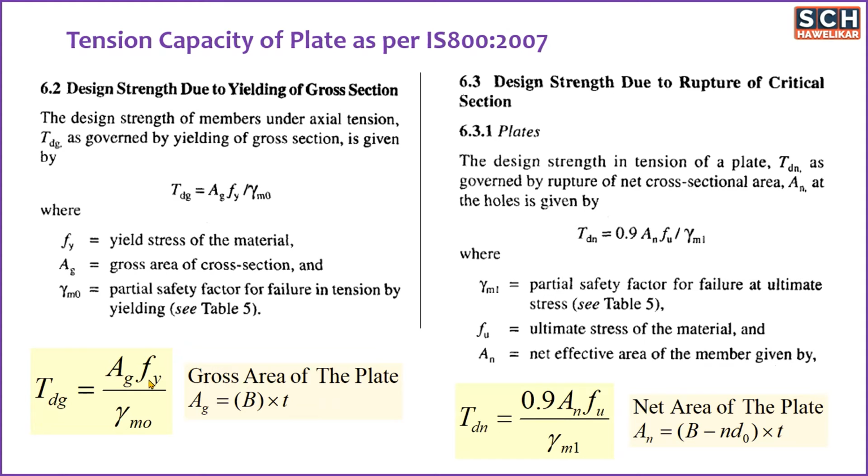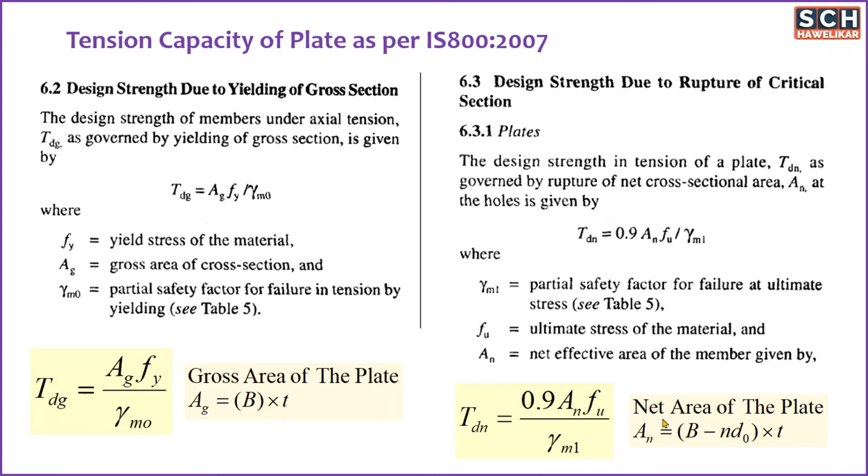Gross area yields, net section ruptures. Always with yield stresses, there is a partial factor of safety for failure in tension due to yielding, that is gamma M0, whereas in case of ultimate load, the partial safety factor for failure at ultimate load is gamma M1. So this is a simple basic to keep the formulas in mind. These are the two formulas through which we can calculate the strength due to gross section yielding, and the strength due to rupture of the critical section.